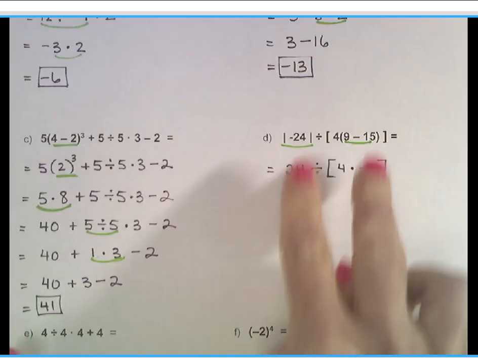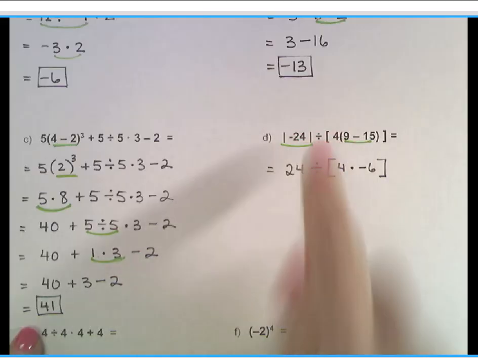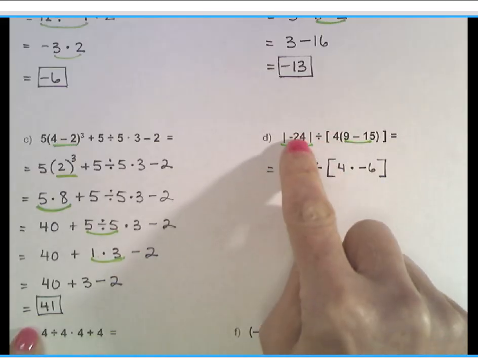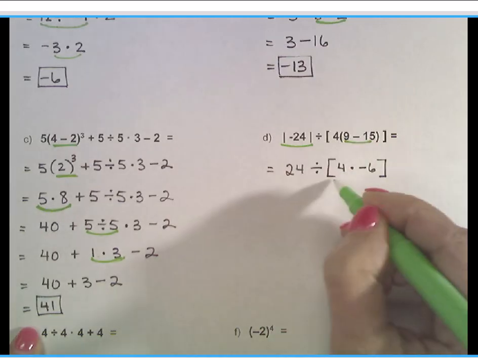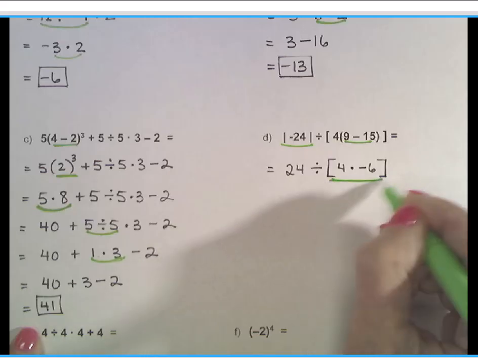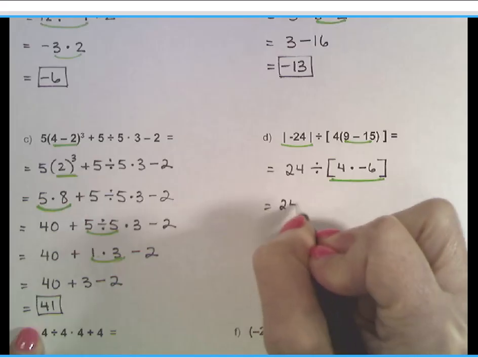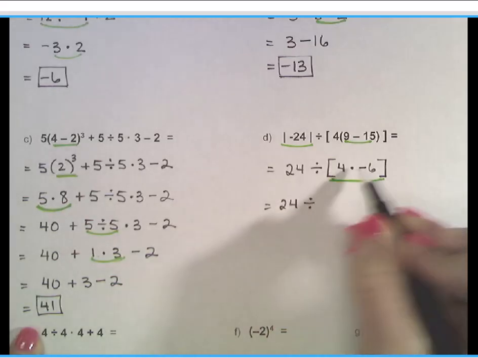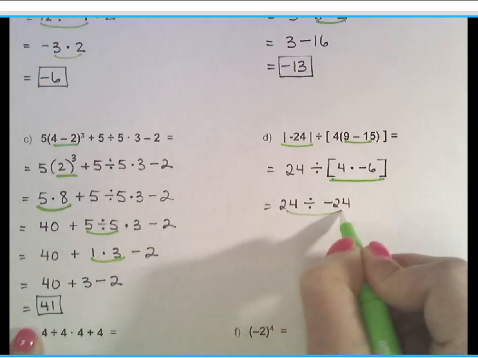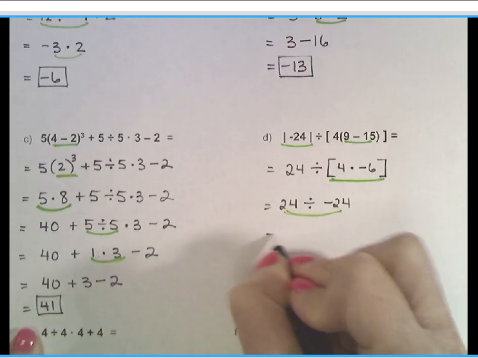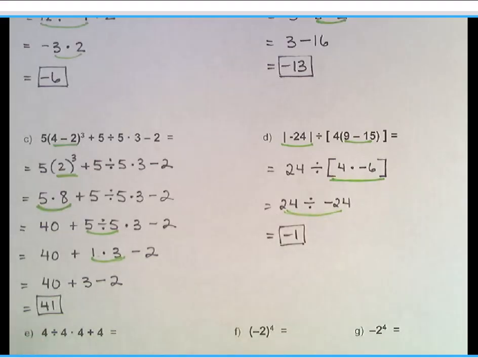And I know I just did 2 steps at once, but these two parts are really separated by that division. So I've got absolute value done, and I've got the 9 minus 15 done. Okay, now I still have to keep working on parentheses. Because those are in brackets, I have to do those first. So I'm going to get 24 divided by 4 times negative 6, which is negative 24. And then you're just down here to the end. It's just a division problem. 24 divided by negative 24 is negative 1.